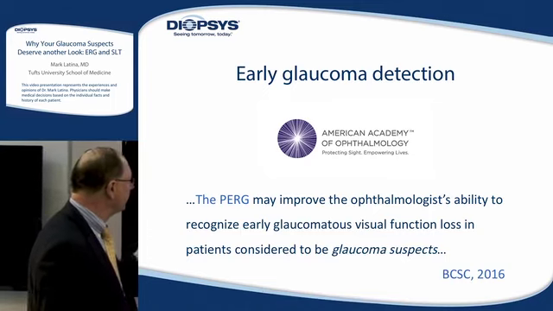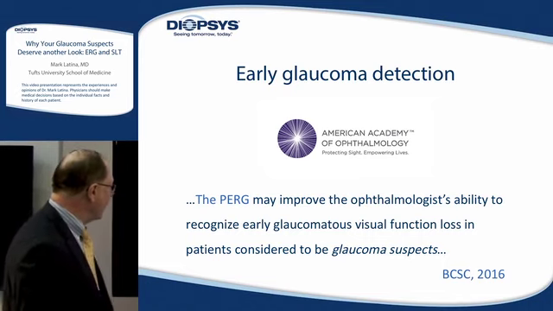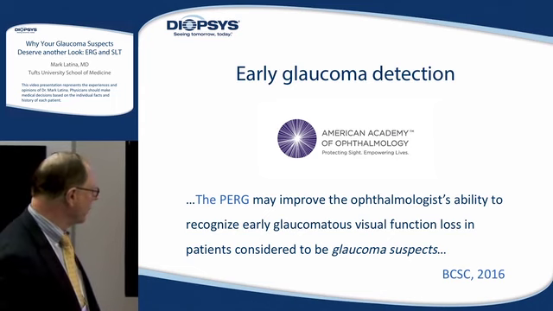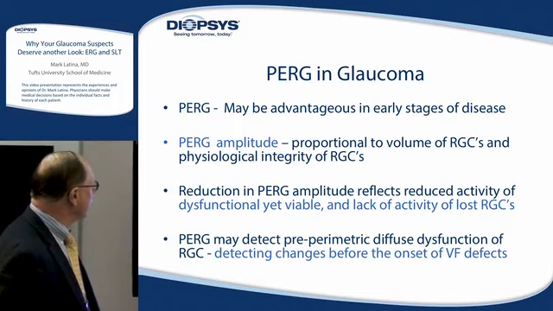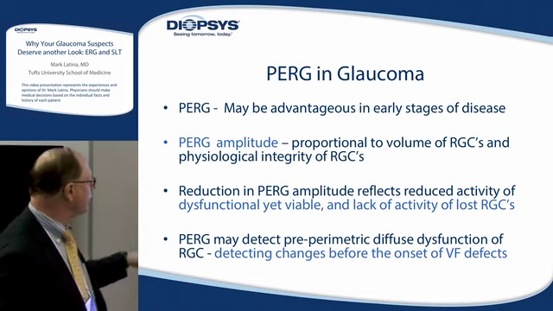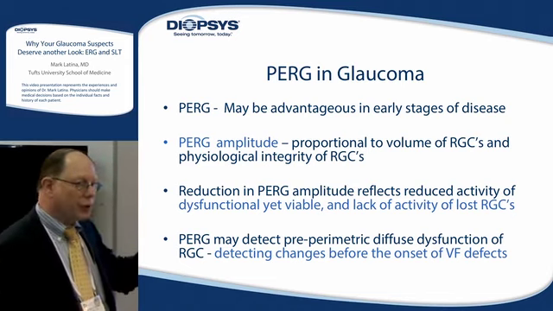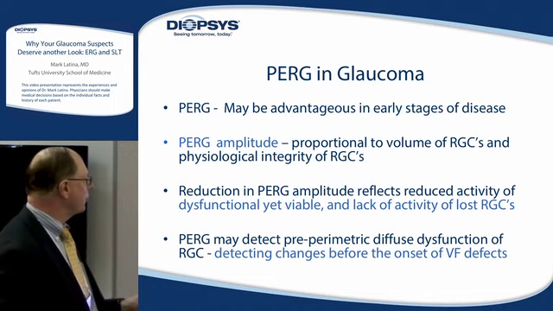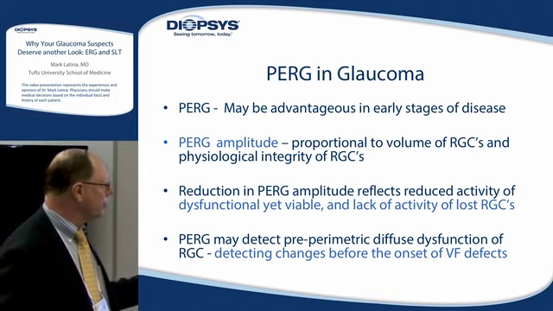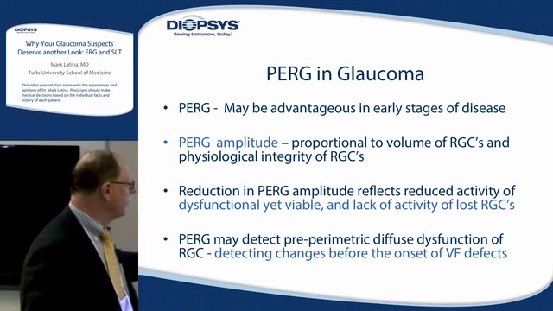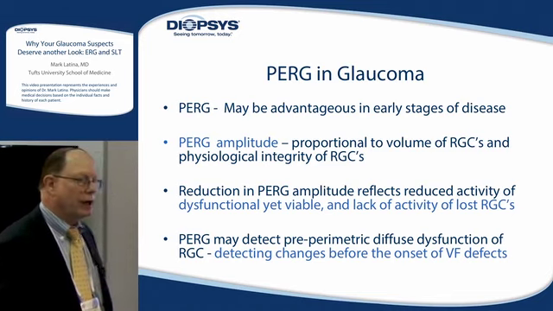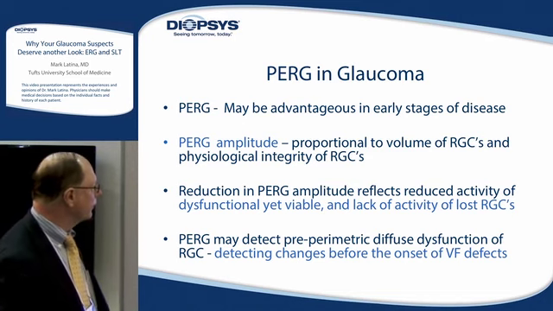And likewise, the American Academy of Ophthalmology says it may improve our ability, for the glaucoma specialists, to look at these patients who are glaucoma suspects. So again, PERG in glaucoma may be advantageous, I think, in the early stages of the disease. Again, the amplitude of the signal is proportional to the volume or the number of the retinal ganglion cells present and the physiologic integrity of those cells. A reduction in that amplitude again reflects reduced activity, but they can be dysfunctional, yet not dead. And this, like OCT, detects changes before visual field changes can occur.